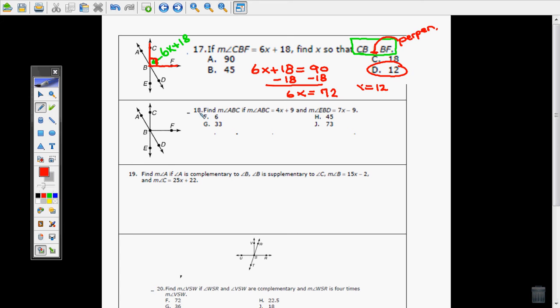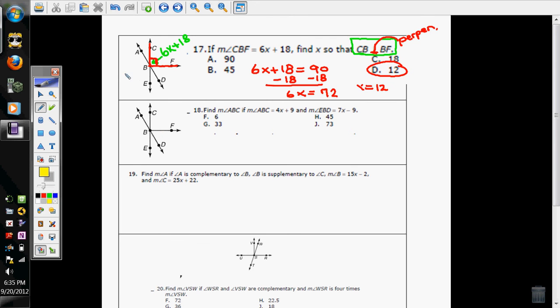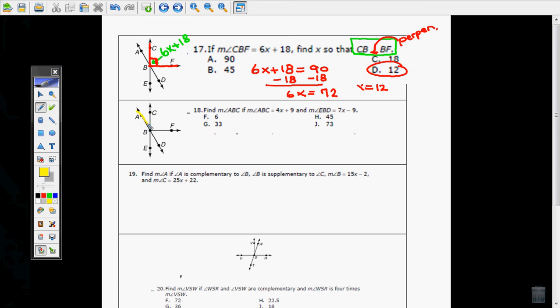Now we're looking again at problem number 18. We're looking again at the same figure, but for 18, we're focusing our attention on angle ABC and EBD. Before I can really do anything, I need to use geometry to figure out what relationship those two angles have. Hopefully you're seeing what I'm seeing, and that's that these are two vertical angles.